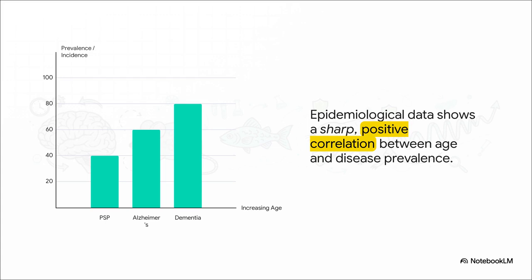This chart reveals a sharp, positive correlation between age and disease prevalence. Whether we're looking at a primary tauopathy like progressive supranuclear palsy, where tau is the main pathological protein, or a secondary tauopathy, like Alzheimer's disease, where it's a key feature alongside other pathologies, the trend is undeniable. As the population ages, the incidence of these diseases rises.